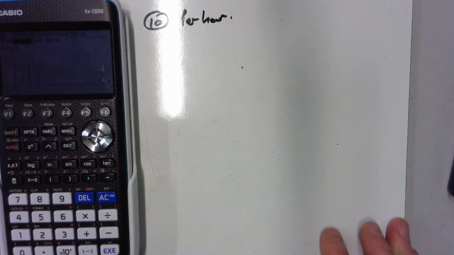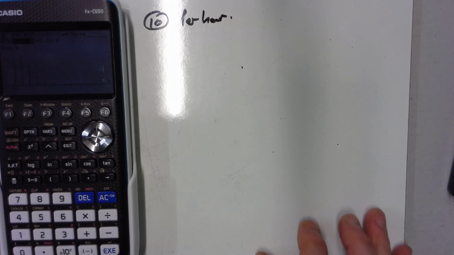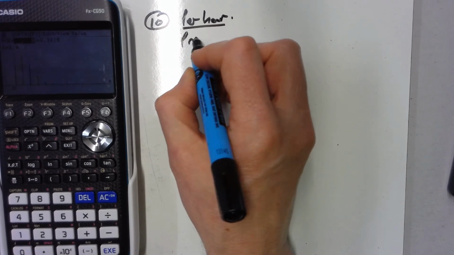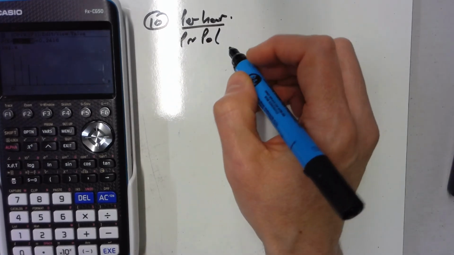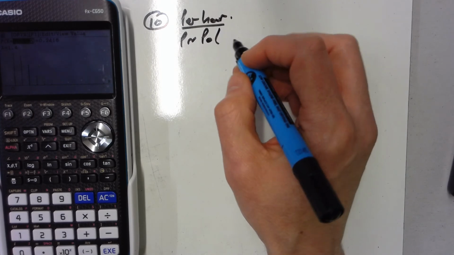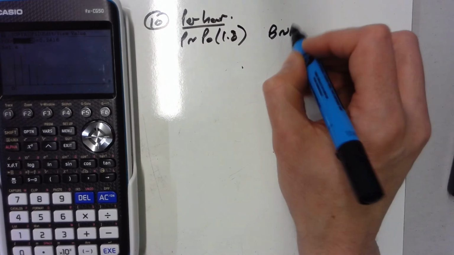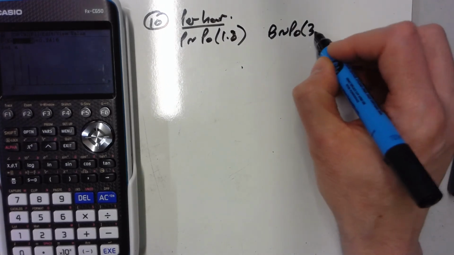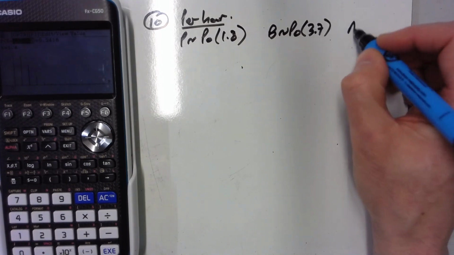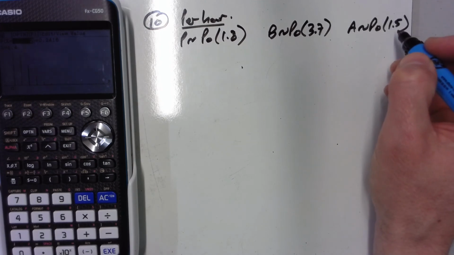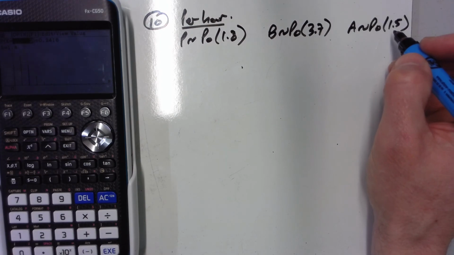And the last one, number 10, jumps around in all the different ones and all the different time periods as well. So look, we're starting with per hour. The personal ones arrive at 1.8 per hour. We've also got business ones arriving at 3.7 per hour, and advertising ones arriving at a mean of 1.5 per hour. Find the probability of at least one of each type during a 30-minute working day.